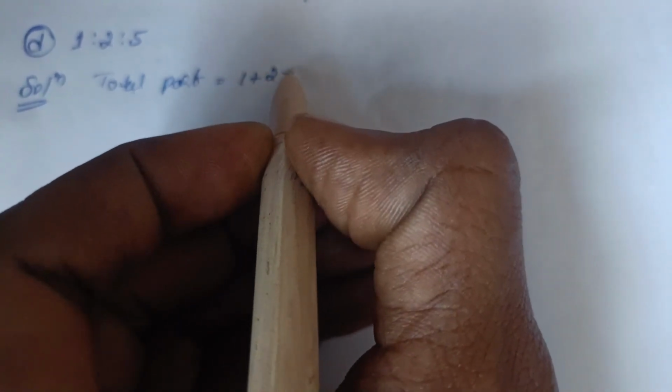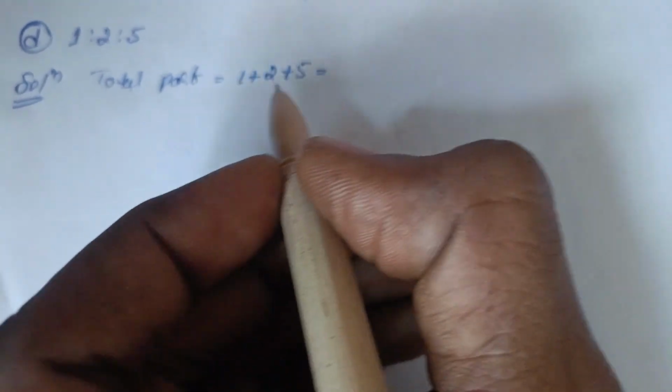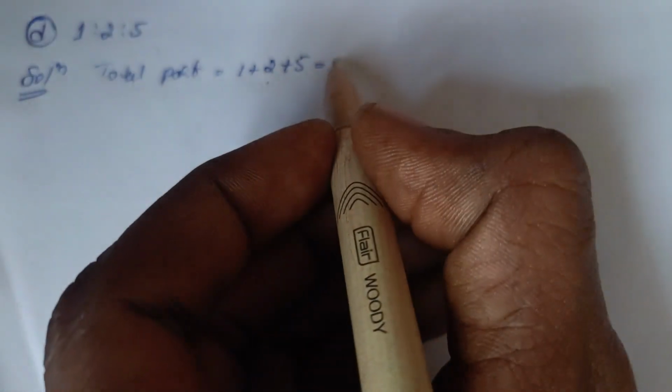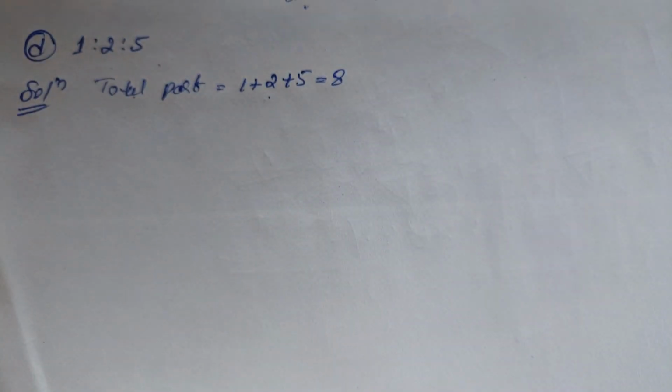Now let's do D1. So 1:2:5. Let's find out the total part. The total part is equal to 1 plus 2 plus 5. 1 plus 2 is 3, 3 plus 5 is 8. So the total part is 8.